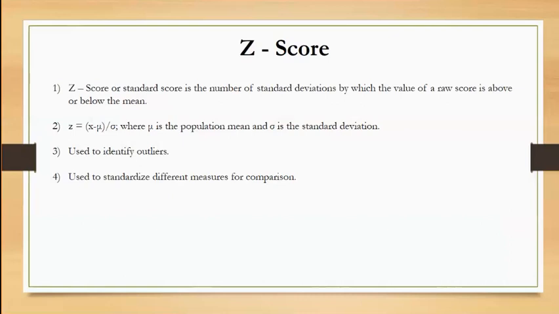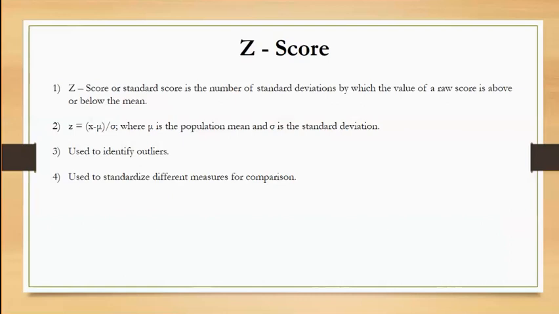So if I say z equals 2, it means this particular value of x is 2 standard deviations away from the mean. So it is either greater or lesser than the mean by 2 standard deviations. That is the meaning of your z-score.